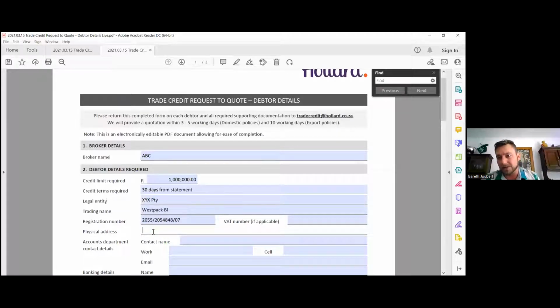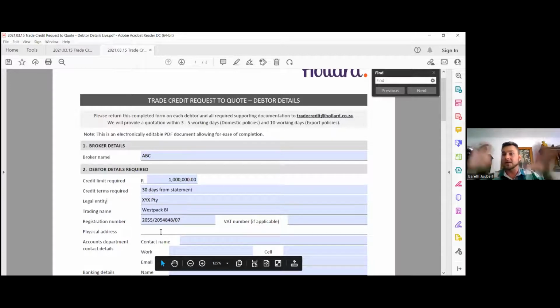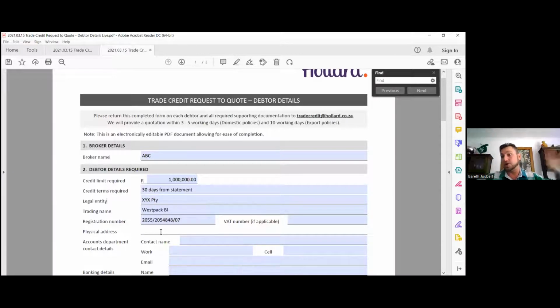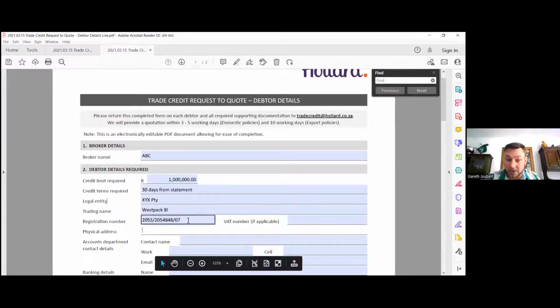The physical address, that's obviously where the buyer is based. And again, it's used to make sure that we're looking at the right client. There could be a business that has two different branches, and we would need to know which one of those branches, because oftentimes we think we're dealing with this business, but it's actually a subsidiary entity at a different location. They don't have branches, they actually have separate businesses. So you think, for example, that you're dealing with Pick n Pay, but you're actually dealing with one of the Pick n Pay franchisees, and that registration number, as well as this physical address, would give us that insight into making sure that we've got the right client.